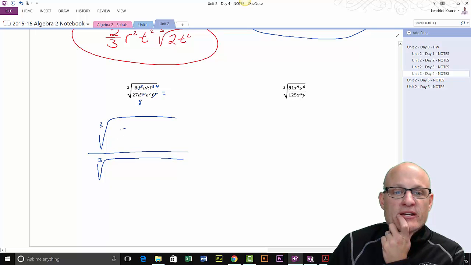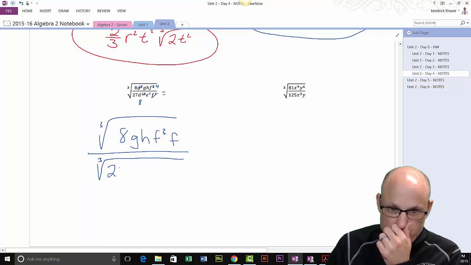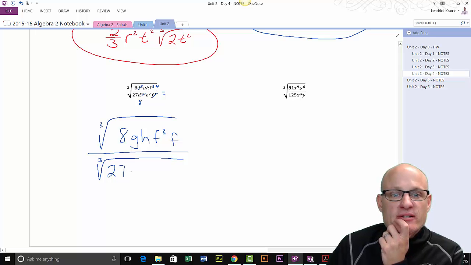So I end up with 8 g h f cubed f. And on the bottom, 27 is a perfect cube. 27 d to the 6th d squared e to the 6th e.